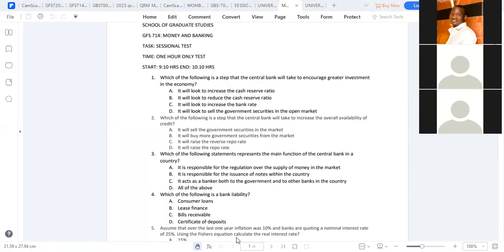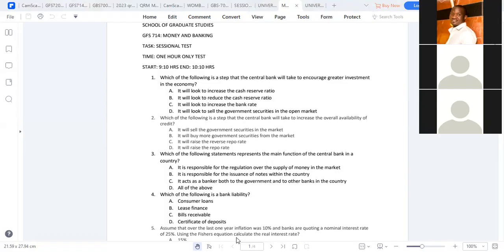Okay, so we took B, to reduce the reserve ratio, because I said the reserve ratio is a proportion of the minimum balance that a commercial bank must have. So if they lower the reserve ratio, they'll allow commercial banks to breathe more. So they'll give more money, encouraging investment in the economy.